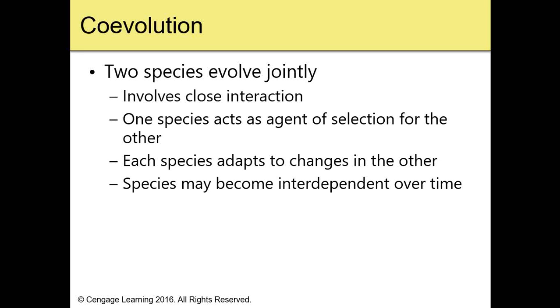So in coevolution, this is where you've got two species that are evolving jointly. That means that the evolution of one is going to impact the evolution of the other. So there's a very close interaction here. There are lots of examples of this in nature. One that's coming to mind for me is an orchid and a long-tongued moth. The long-tongued moth has a really long proboscis, and it's the only organism that can pollinate these long-tubed orchids. And so as the orchid made a longer tube, it put pressure on the moth to have a longer proboscis, and so they evolved kind of together.